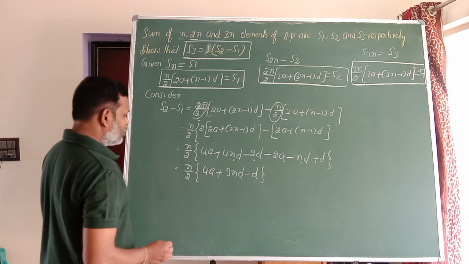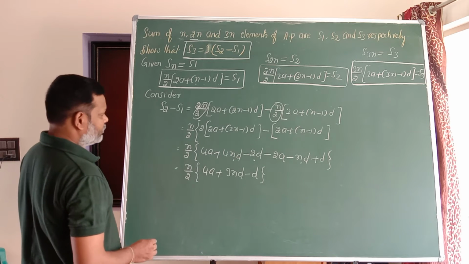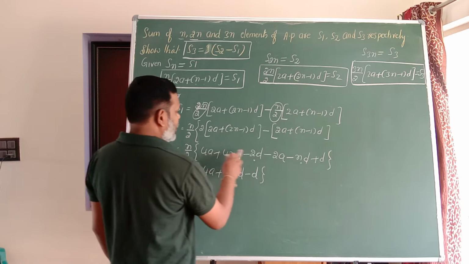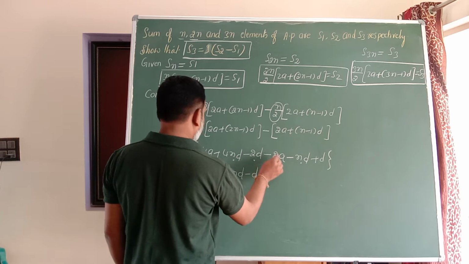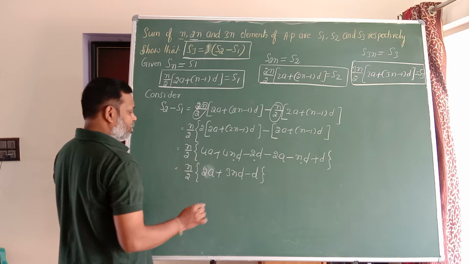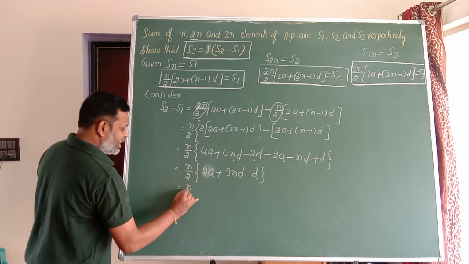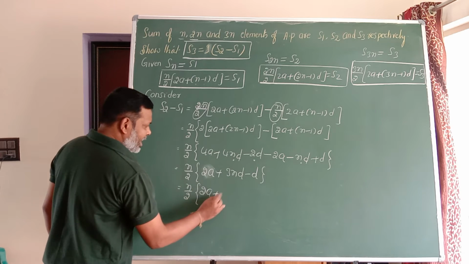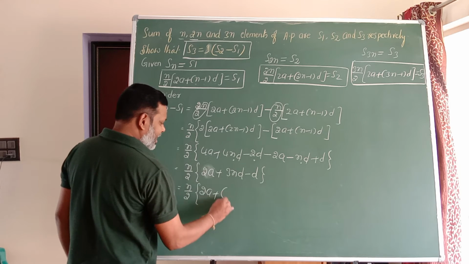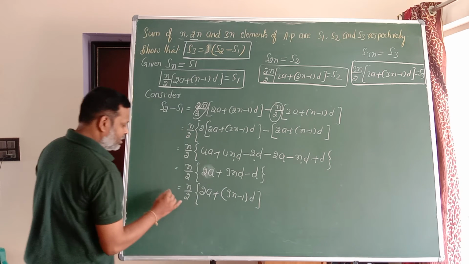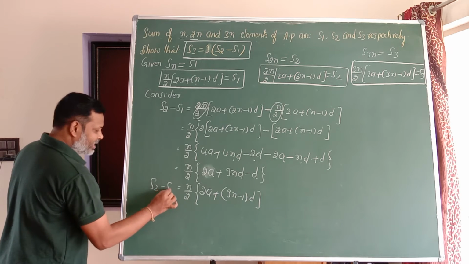Okay, now what to do here? 4a minus 2a is what? 2a. Now simplify this. N by 2 into 2a, and we can take d common here. If you take d common, what happens here? 3n minus 1 into d. This is what? S2 minus S1.